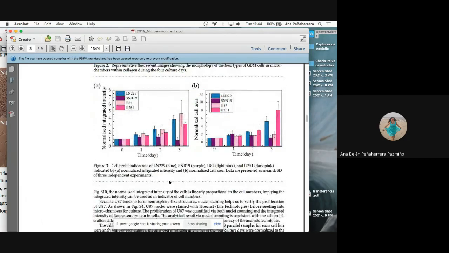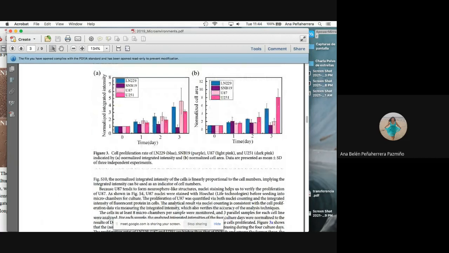So here, with the fluorescence, when they normalize this integrated intensity of the fluorescence, here you can see the 4 cell lines and how they start growing. So here we see the proliferation rate, and also the authors normalize the cell area, and they report. And here it is very interesting that they look at what happens in day 3, for example. Through the intensity, we know that the cell U87 is the one that proliferates more.